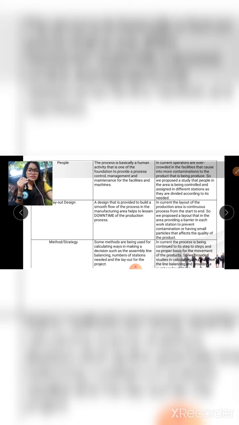Well, the layout design is provided to build a smooth flow of the process in the manufacturing area and helps to lessen downtime of the production process. The current layout of the production area is a continuous process from start to end. So we propose a layout that provides a barrier in each workstation to prevent contamination or small particles that affect the quality of the product.